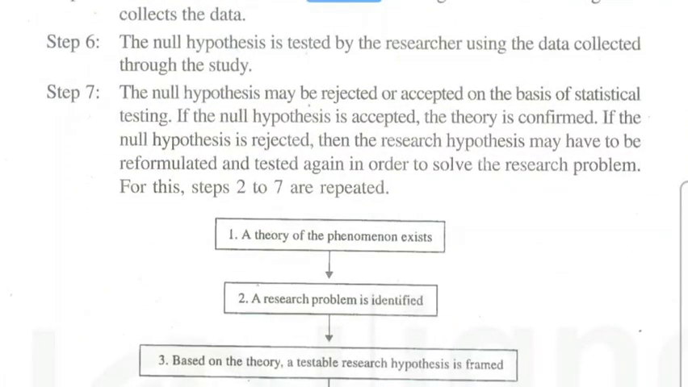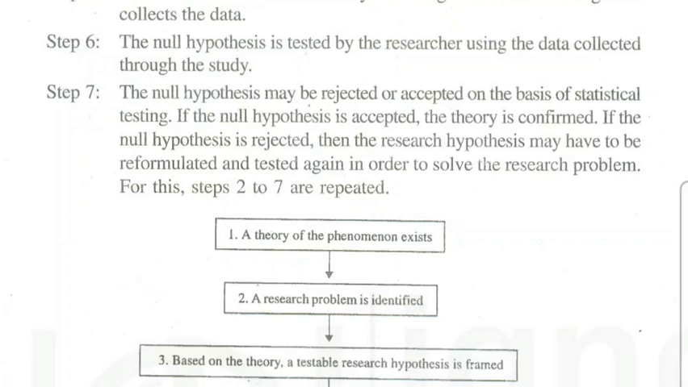6. The null hypothesis is tested by the researcher using the data collected through the study. The null hypothesis may be rejected or accepted based on statistical testing. If the null hypothesis is accepted, the theory is confirmed. If the null hypothesis is rejected, then the research hypothesis may have to be reformulated and tested again in order to solve the research problem. For this, steps 2 to 7 are repeated.